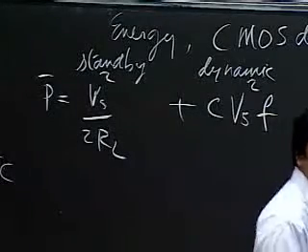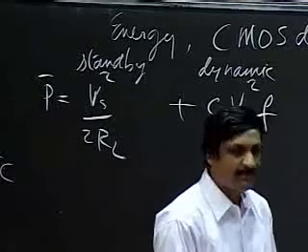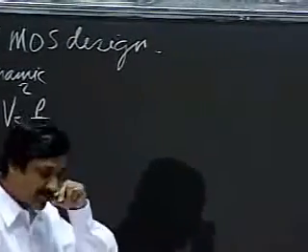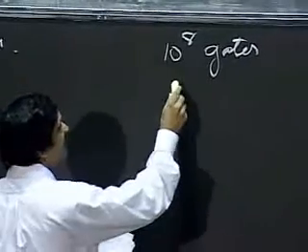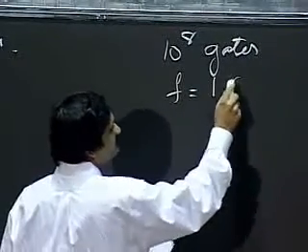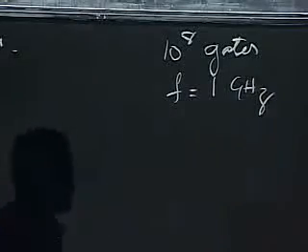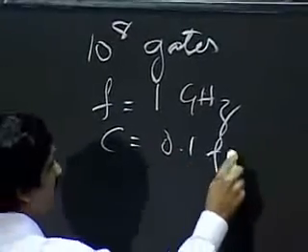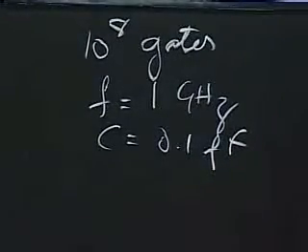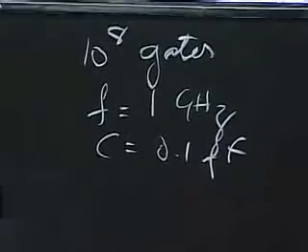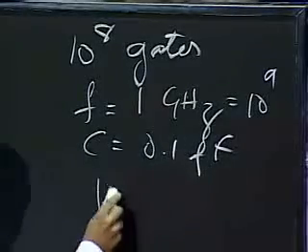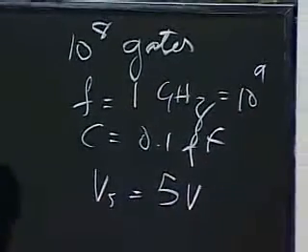I also gave you a bunch of numbers so you could compute the power consumption of a chip that included 10 to the 8 gates, 100 million gates, at a frequency of 1 gigahertz, and a bunch of other numbers. C was given to be 0.1 femtofarads. Femto is 10 to the minus 15. So F was 10 to the 9. Vs of 5 volts.